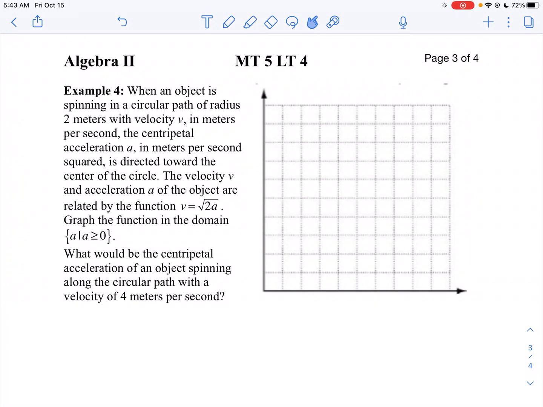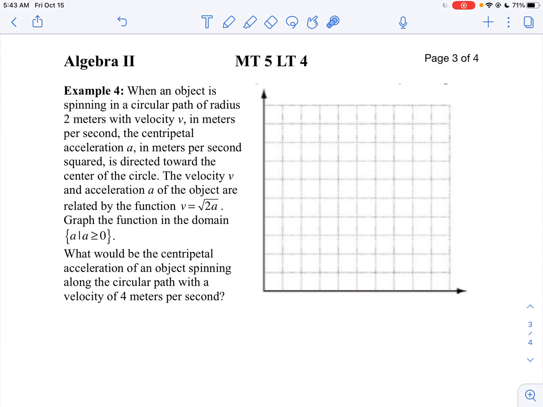Look at example 4. Here we have an application. It says, when an object is spinning in a circular path of a radius 2 meters with a velocity v in meters per second, and centripetal acceleration a in meters per second squared is directed towards the center of the circle, the velocity v and acceleration a are related by this square root function: v equals the square root of 2a. I want to graph the function given that a is greater than or equal to 0.